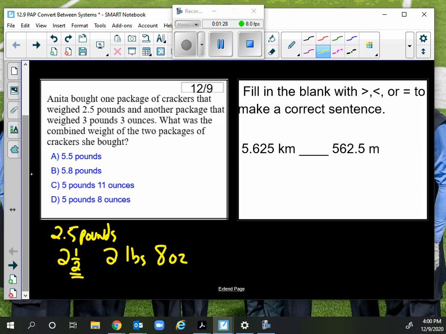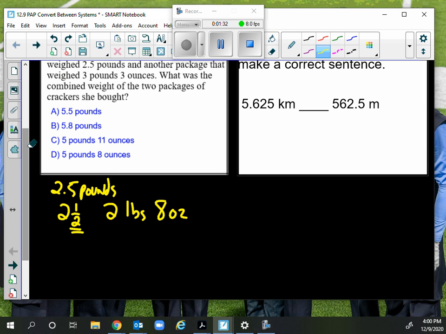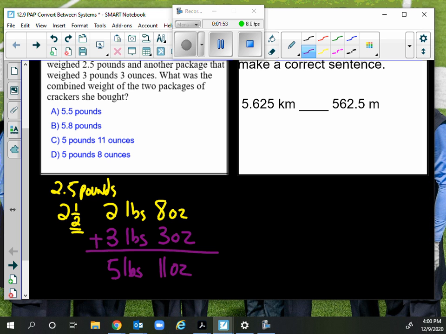Then we can easily just add it to the other package, which was 3 pounds and 3 ounces. And then we'll just add up our pounds and our ounces. 8 plus 3 gives me 11, and then 2 plus 3 gives me 5. So our final answer is 5 pounds, 11 ounces.